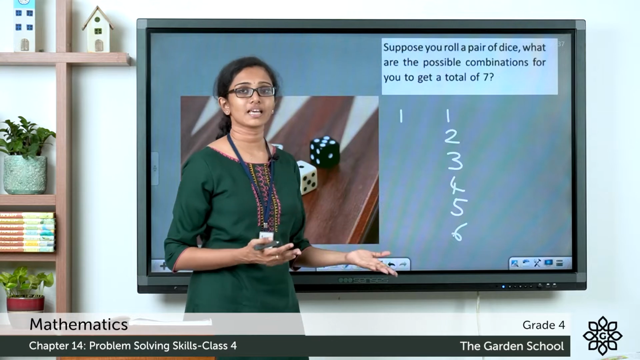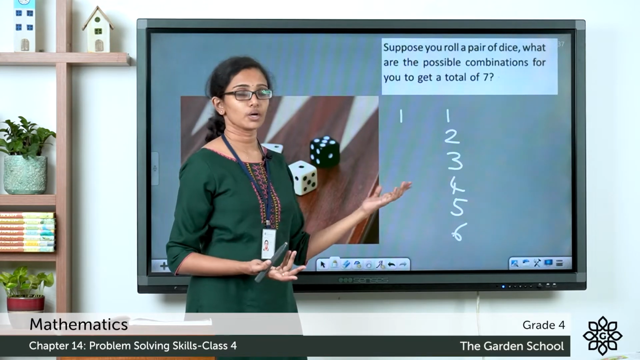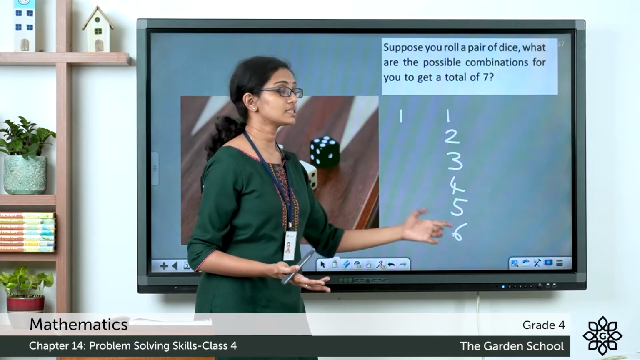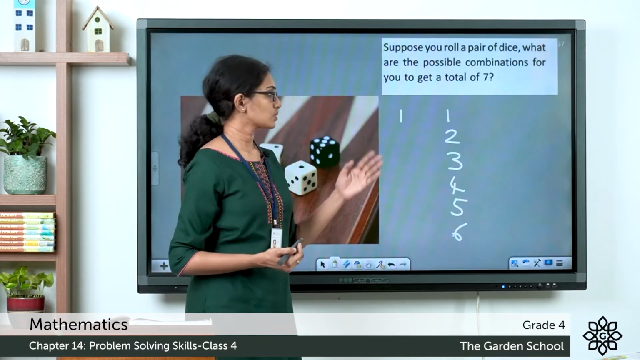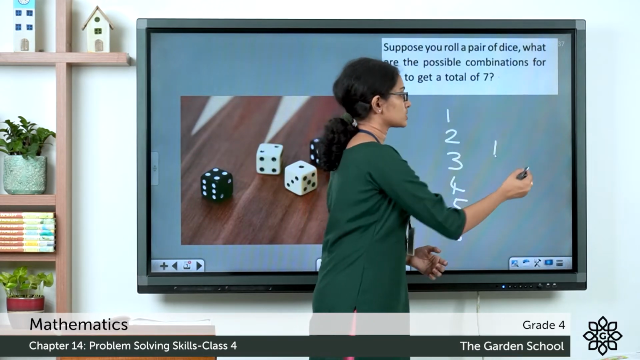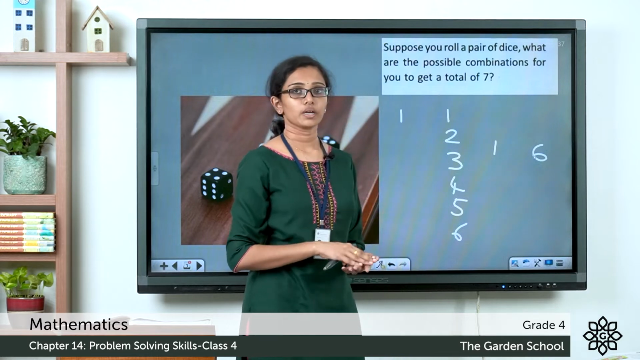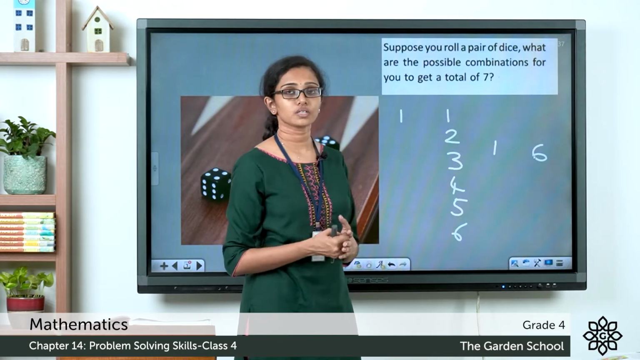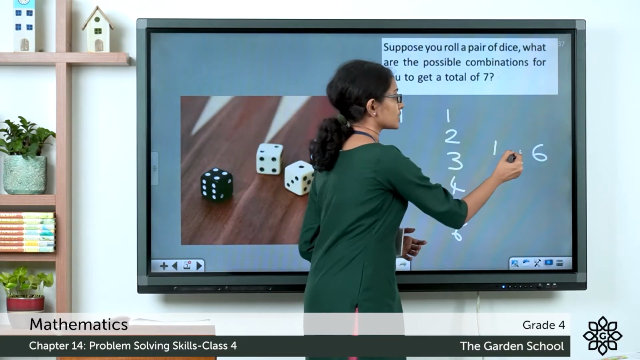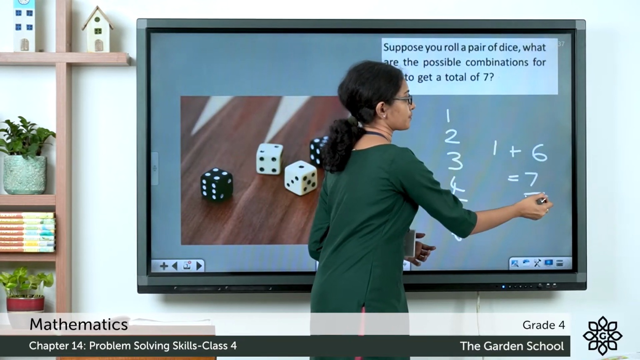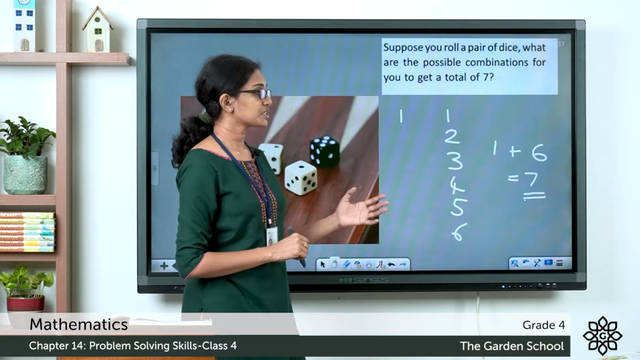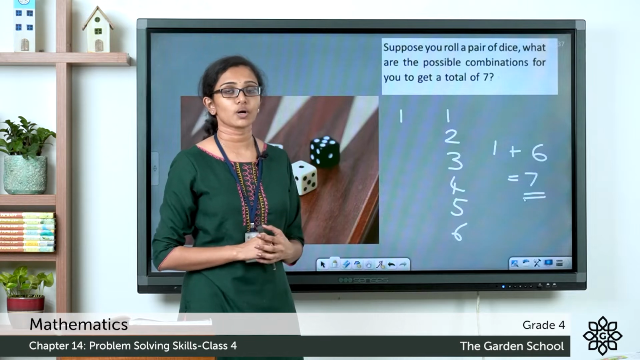Is 1 plus 1 7? No. 1 plus 2? No. 1 plus 3? No. 1 plus 4, 1 plus 5, 1 plus 6 will give you 7. So the combination of 1 on the first die and 6 on the second die, or the other way, combination of 6 on the first die and 1 on the second die. This combination will give you a total of 7. So that is one possibility. Now, is there any other possible cases in which you can get a total of 7?